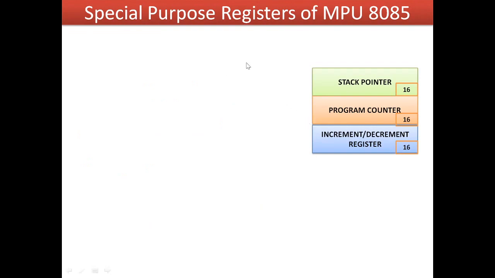Now there are certain special purpose registers. Among them, one is the stack pointer. It is a 16-bit register. Another is the program counter. It is again a 16-bit register. And there is an increment decrement register, which is also a 16-bit register.